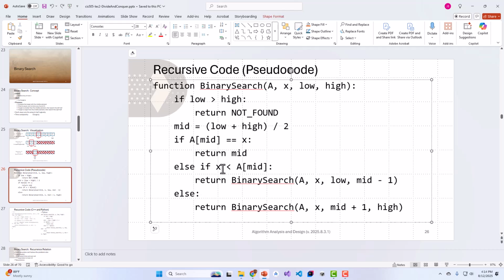Otherwise, what it means is that if it's not equal and it's not less than, it has to be greater than. So we call binary search on A and X, so the array and the target, and then we have the midpoint plus 1, and then up to the high point. So the new low is what the old recursive call's midpoint plus 1 is, and then the high stays the same. Whereas this one, the low stayed the same, and then its quote-unquote high actually changed to mid minus 1.